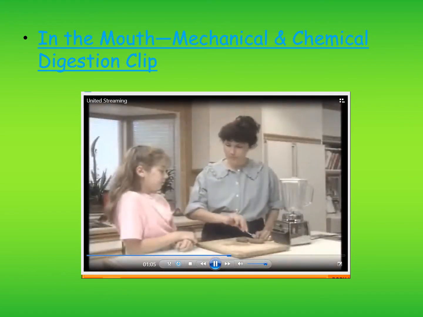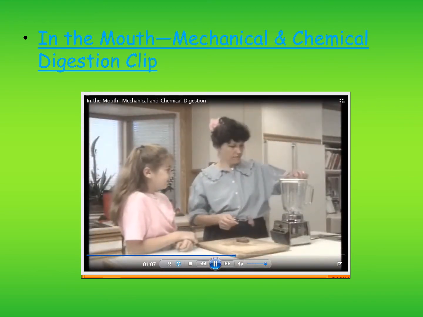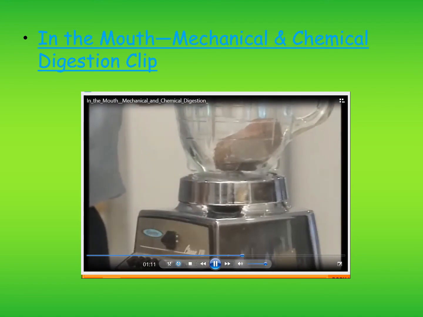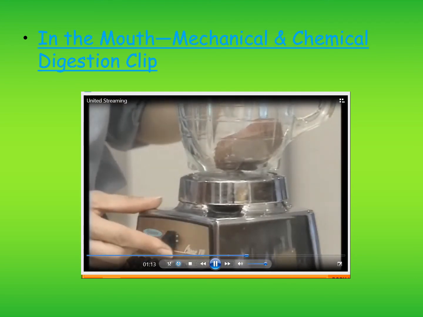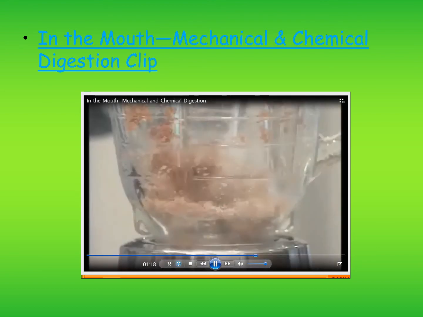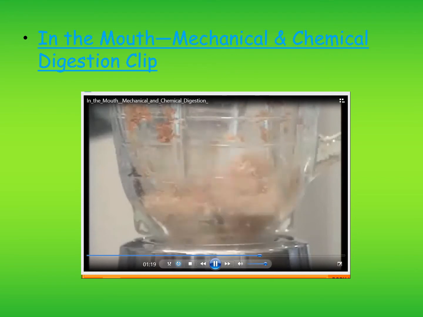To see the difference between mechanical digestion and chemical digestion, put some food, like a piece of meat, in a blender. A blender chops food up into smaller pieces. This is similar to the mechanical digestion that goes on when we chew.